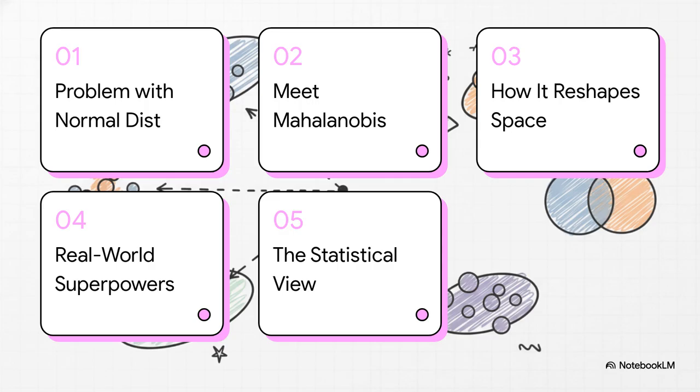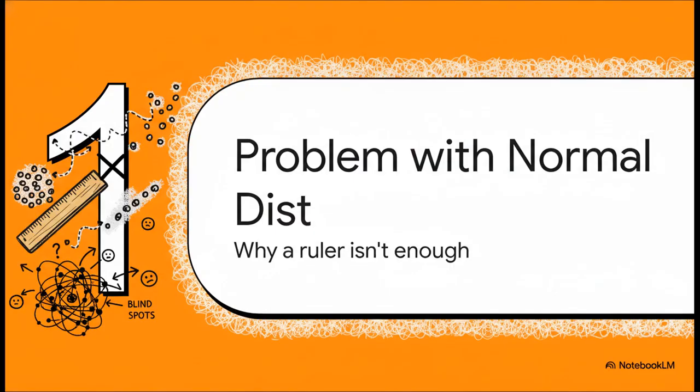So here's how we're going to break it down. First, we'll look at the problem with normal distance. Then we'll meet our hero, Mahalanobis Distance. We'll see how it actually reshapes space, check out its real-world superpowers, and then we'll wrap it all up from a statistical point of view. Okay, let's dive right into section 1, the problem with normal distance.